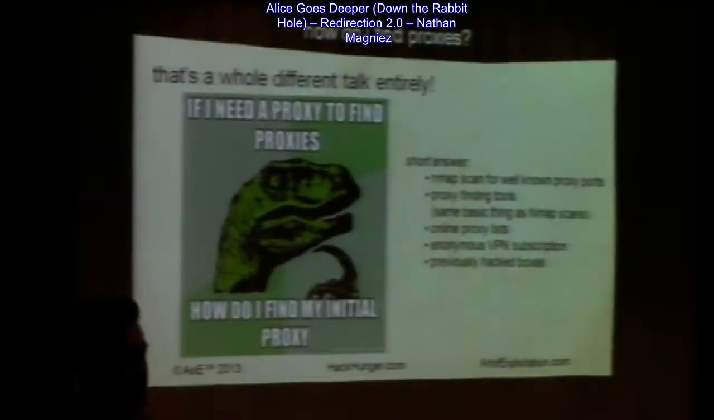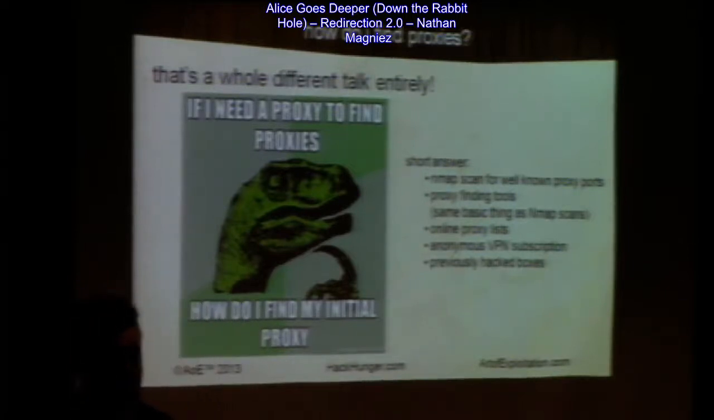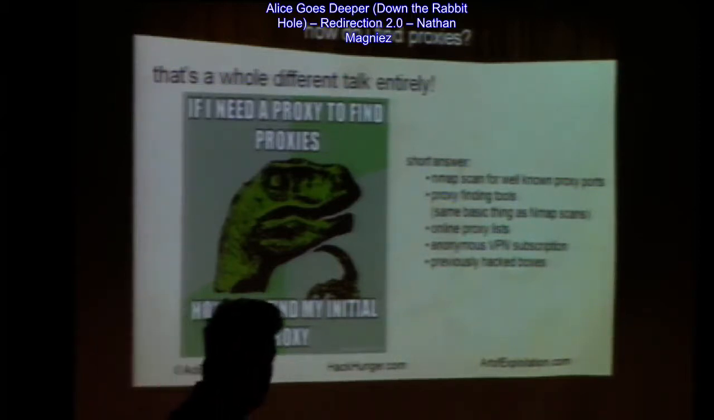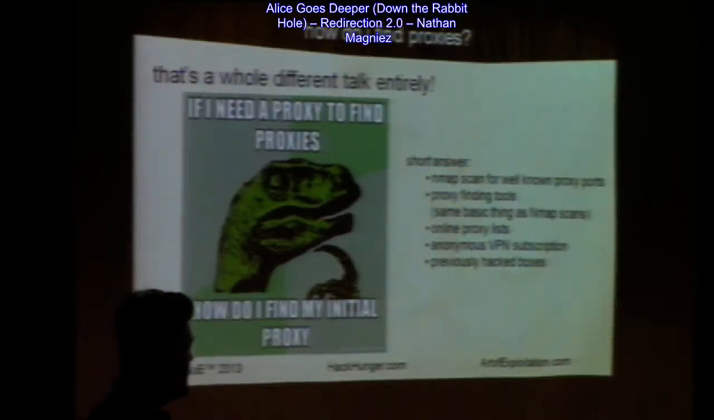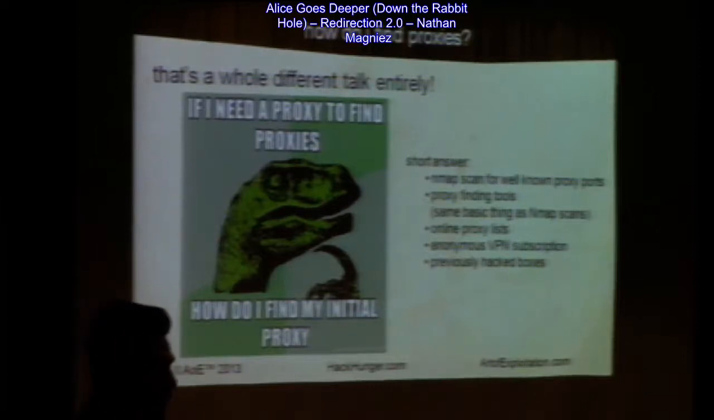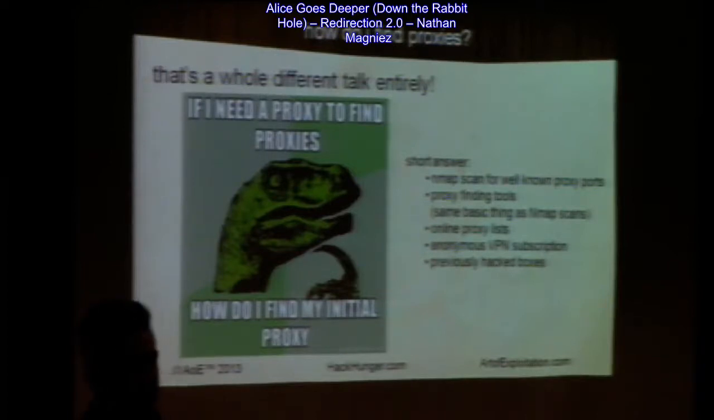All right, so how do you find your initial proxy? Because you have to talk to somebody at some point. That's kind of a different talk entirely, but the short answer is that you can nmap scan for well-known proxy ports. There are online resources out there, and we'll cover some of those in a little bit. You can get an anonymous VPN subscription, or use previously hacked machines that are no longer worth anything to you, and you're just utilizing them as a patsy. So at some point, you're going to have to talk to somebody, right? That's just the nature of the game. You're going to have to take some risk when you're doing a red team or a pen test.